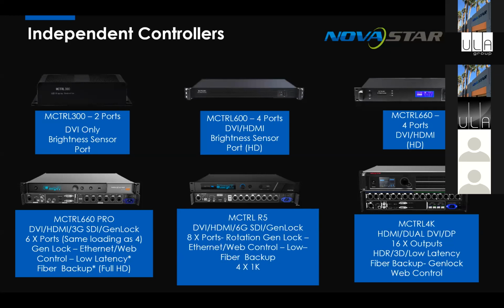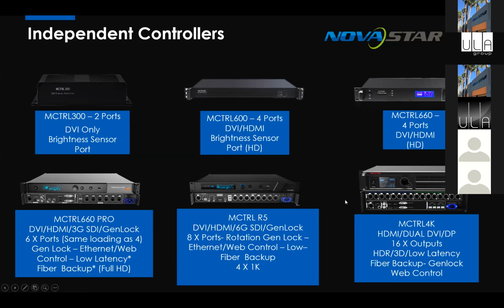Also, it's got some fiber ports for redundancy. With this box, you can purchase 2 Nova 660s, use one as a main, connect the second one via fiber, and then it becomes a remote unit. Unlike the other units, that's the way the 660 Pro works. So it's a little bit different in that sense.